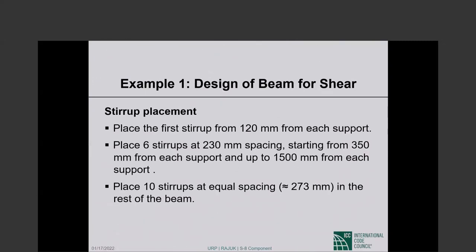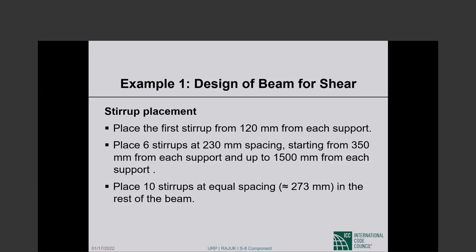So place the first stirrup at 120 millimeters from each support. Place 6 stirrups at 230 millimeter spacing, starting from 350 millimeters from each support and up to 1500 millimeters from each support. Okay, get that? So the first one is 120, then at every 230 up to 1.5 meters. And beyond 1.5 meters, place 10 stirrups at equal spacing, which is 273 millimeters. We said 275 is the maximum, and that will cover the entire span of the beam.